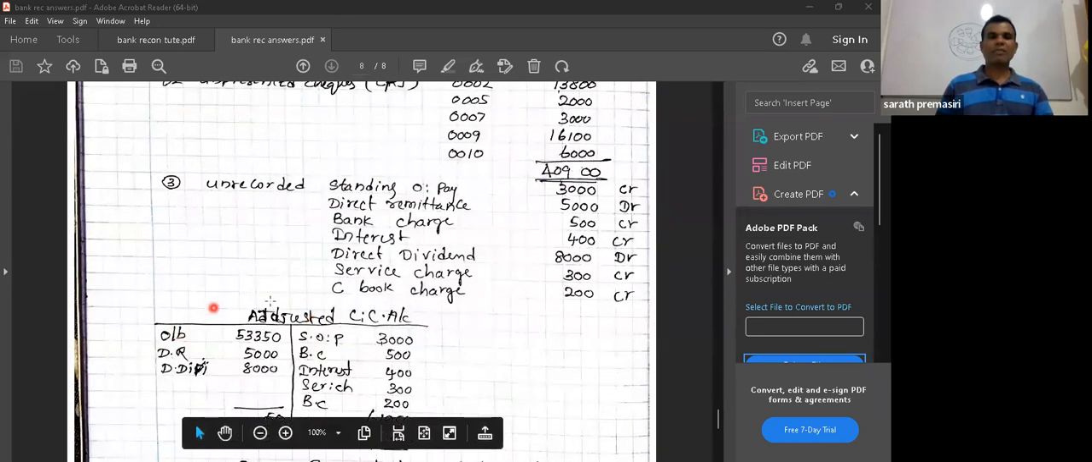See, your adjusted cash control account is okay. I have prepared myself by handwriting.